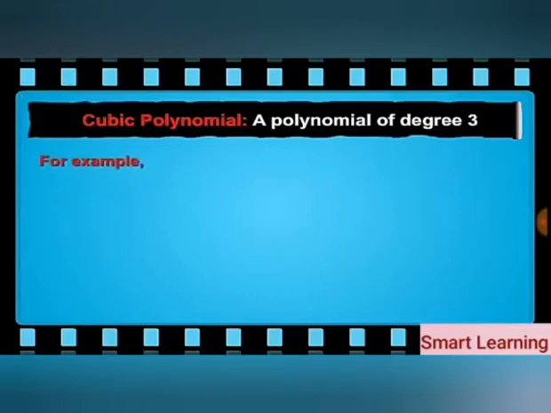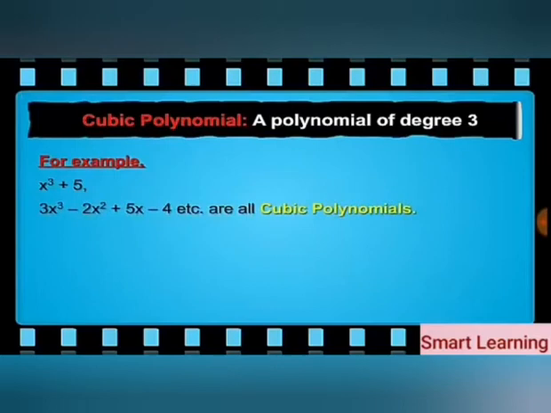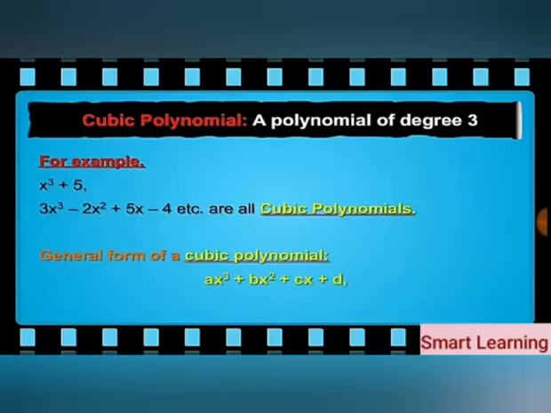For example, x cube plus 5. Similarly, 3x cube minus 2x square plus 5x minus 4, etc. are all cubic polynomials. In general, the general form of a cubic polynomial is ax cube plus bx square plus cx plus d, where a, b, c and d are real numbers and a is not equal to 0.